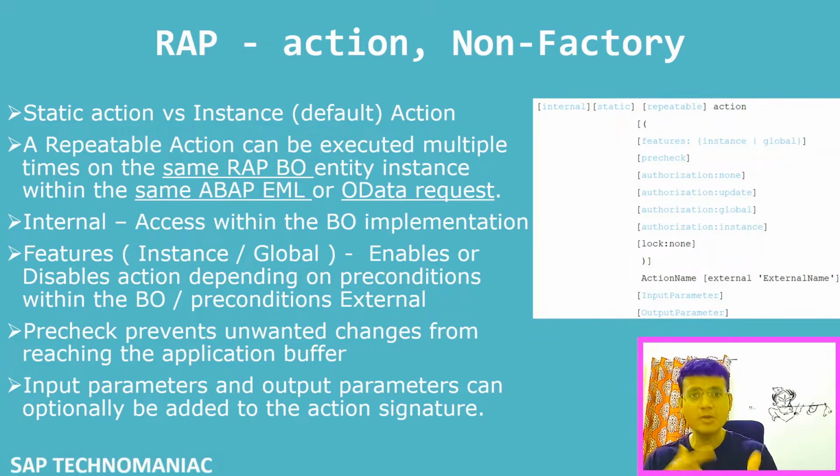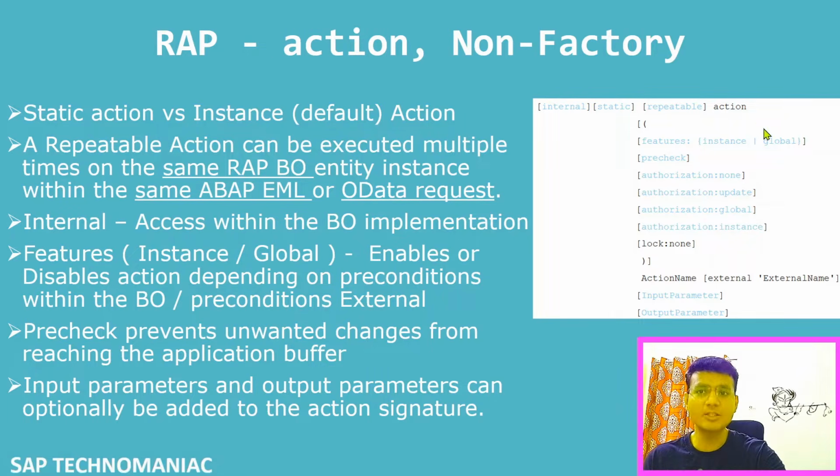We can execute again and again, with different parameters we can pass. That is the reason repeatable actions always have the content ID, because if we are calling the same instance multiple times, we have to differentiate between the multiple calls. So we will do that using the CID. So for repeatable actions we have the CID. You will see when we go into the implementation part of these actions.